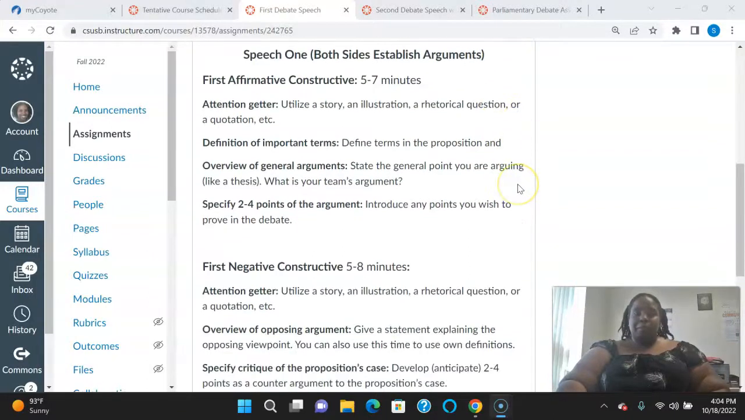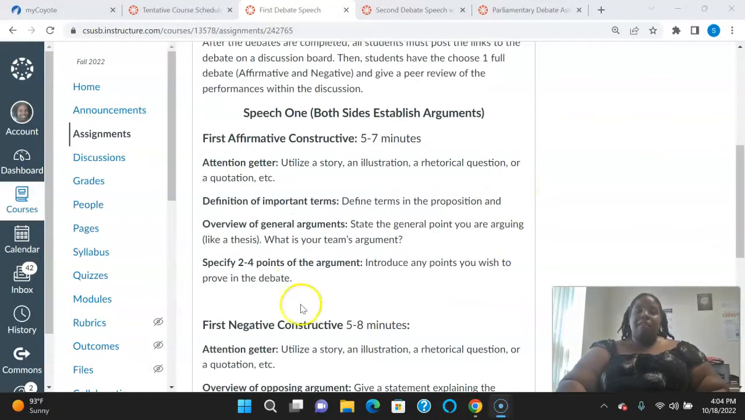Let's talk about this first speech. If you're on the affirmative side, you will first have an attention getter, similar to the techniques you will use in the policy speech. So you can start off with a question, fact, or stat. You can also define the terms in a proposition and give a review of the general arguments.